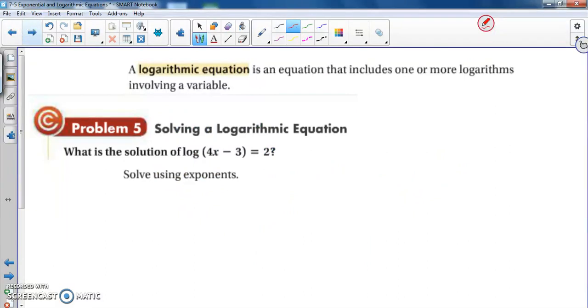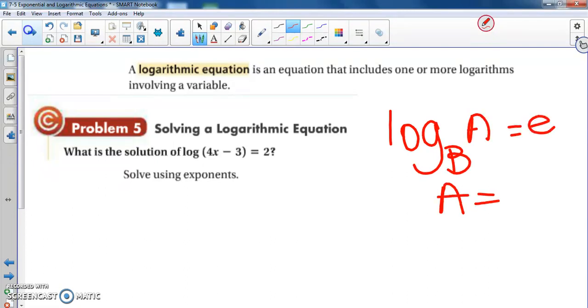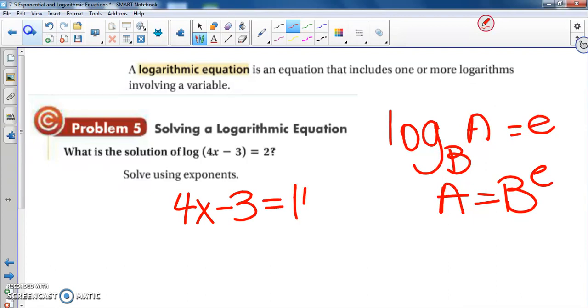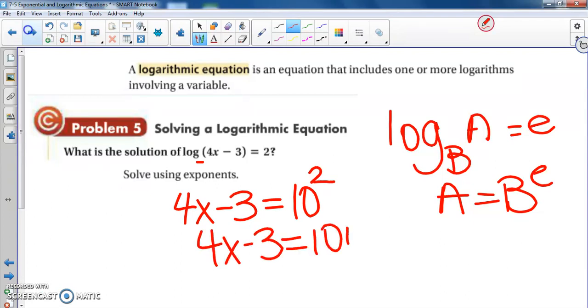If we have a logarithmic equation, an equation that includes one or more logs, we solve by using exponents. We rewrite the log form as an exponential form. So 4x minus 3 is equal to 10 squared, because we have no base, so the base is 10. So 4x minus 3 is equal to 100, and solve for x.